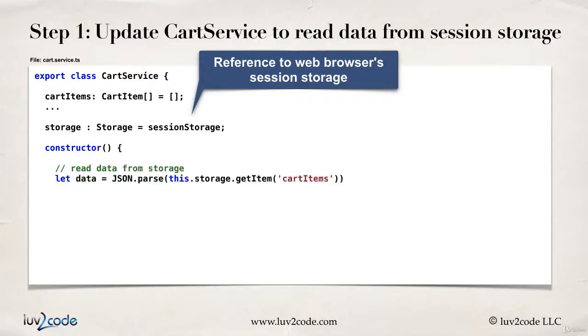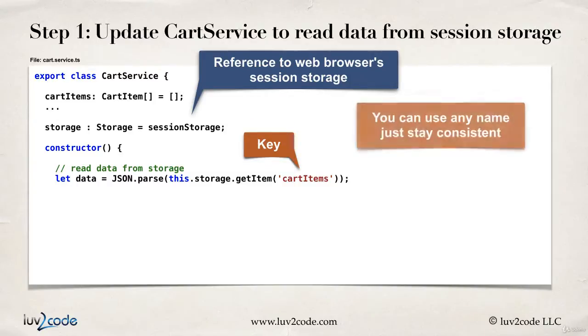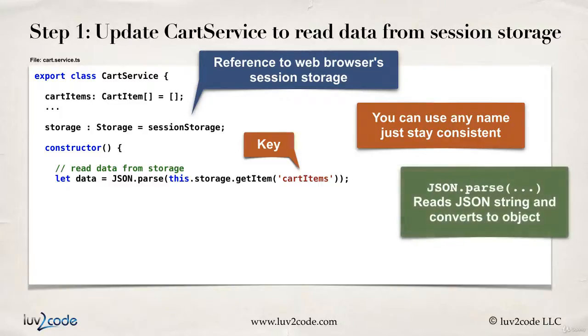Now in my constructor, I'm going to read data from storage. So I'll say let data equals JSON.parse(this.storage.getItem('cartItems')). cartItems is the key, and we can actually use any name for the key. We simply have to stay consistent in our application. And JSON.parse, remember, will read the JSON string and convert it to an object.